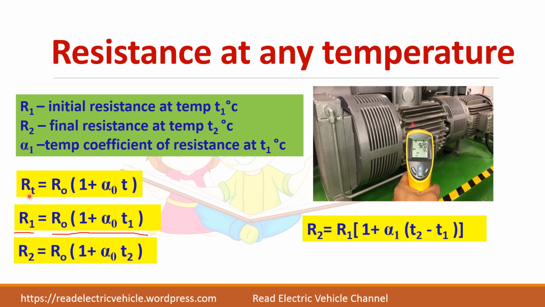Here RT represents the final resistance. So I will write R2 is equal to R1 into 1 plus alpha 1 into change in temperature. In the earlier case it was T minus 0 degree, so we had taken it as T. Here you can write the change in temperature as T2 minus T1. So you can find the resistance at any temperature if you know the resistance at any other temperature.